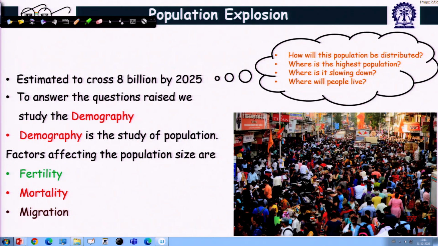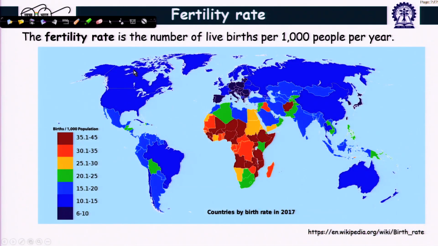So demography is the study of population and the factors affecting the population size. If you look at the factors which affect the population size, that's fertility, mortality, and migration. Those are the three major parameters. The picture, as you can see, is from one of the Indian mega cities. You see a lot of people shopping around in a shopping area. That sight is not that uncommon; you can see it in many places.